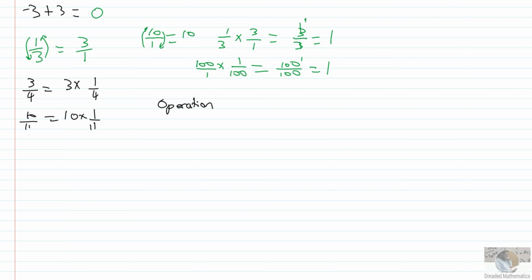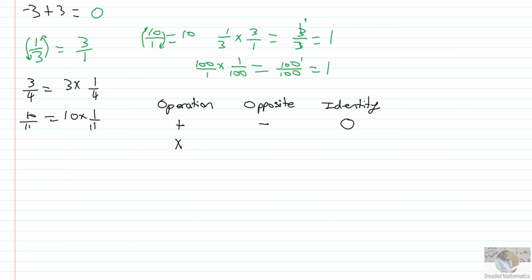Operation, opposite, and identity. Since there are only two operations in arithmetic, addition and multiplication, the opposite of addition is subtraction. What happens when you combine a number with its opposite? Well, you get 0. The thing that makes 0 very special is that if you add 0 to any number, that number remains the same. It will always remain the same.